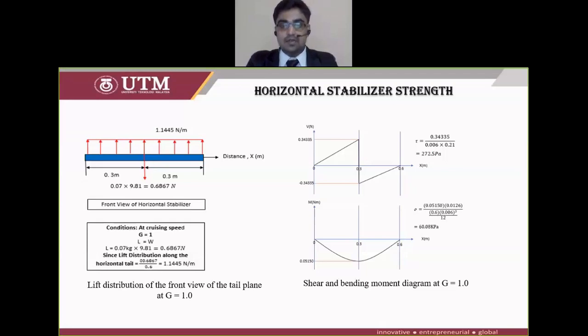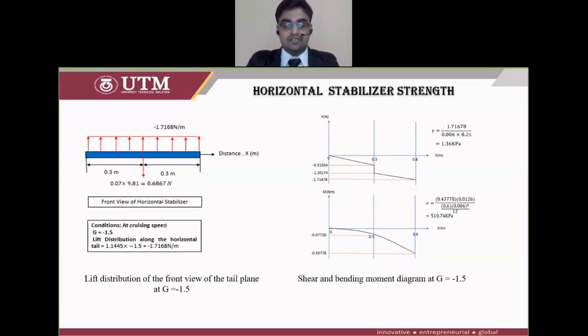Firstly, this is the horizontal stabilizer free body diagram, which is shown on the left, as well as the shear and bending moment diagram plotted on the right, at G equal to 1.0, and the shear and bending moment stresses are also calculated based on the maximum shear and bending as shown from the graph.